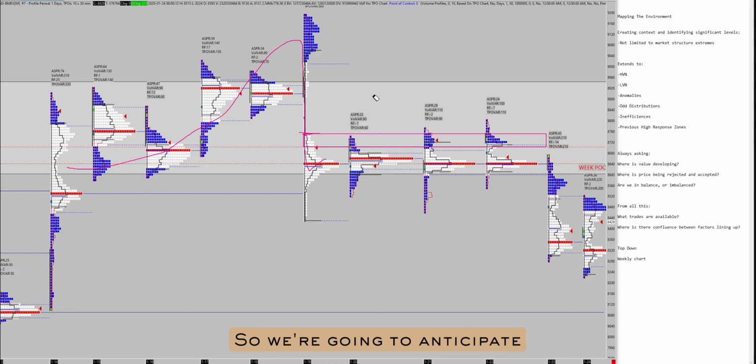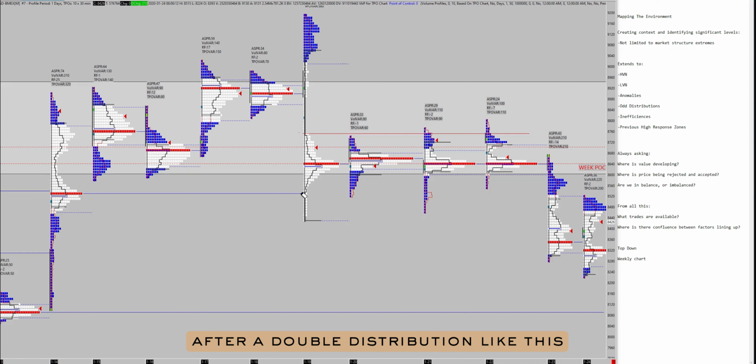So we're going to anticipate that after a large move like this, the market is going to find some level of balance initially. After a big structure like this, after a double distribution like this, you're more often than not going to see that the market is going to remain in balance initially right after this structure closes out. So this is a double distribution right here, and more often than not, at least the first day that follows is probably going to be pretty balanced. So we have an idea of where our key levels are within just this structure alone.